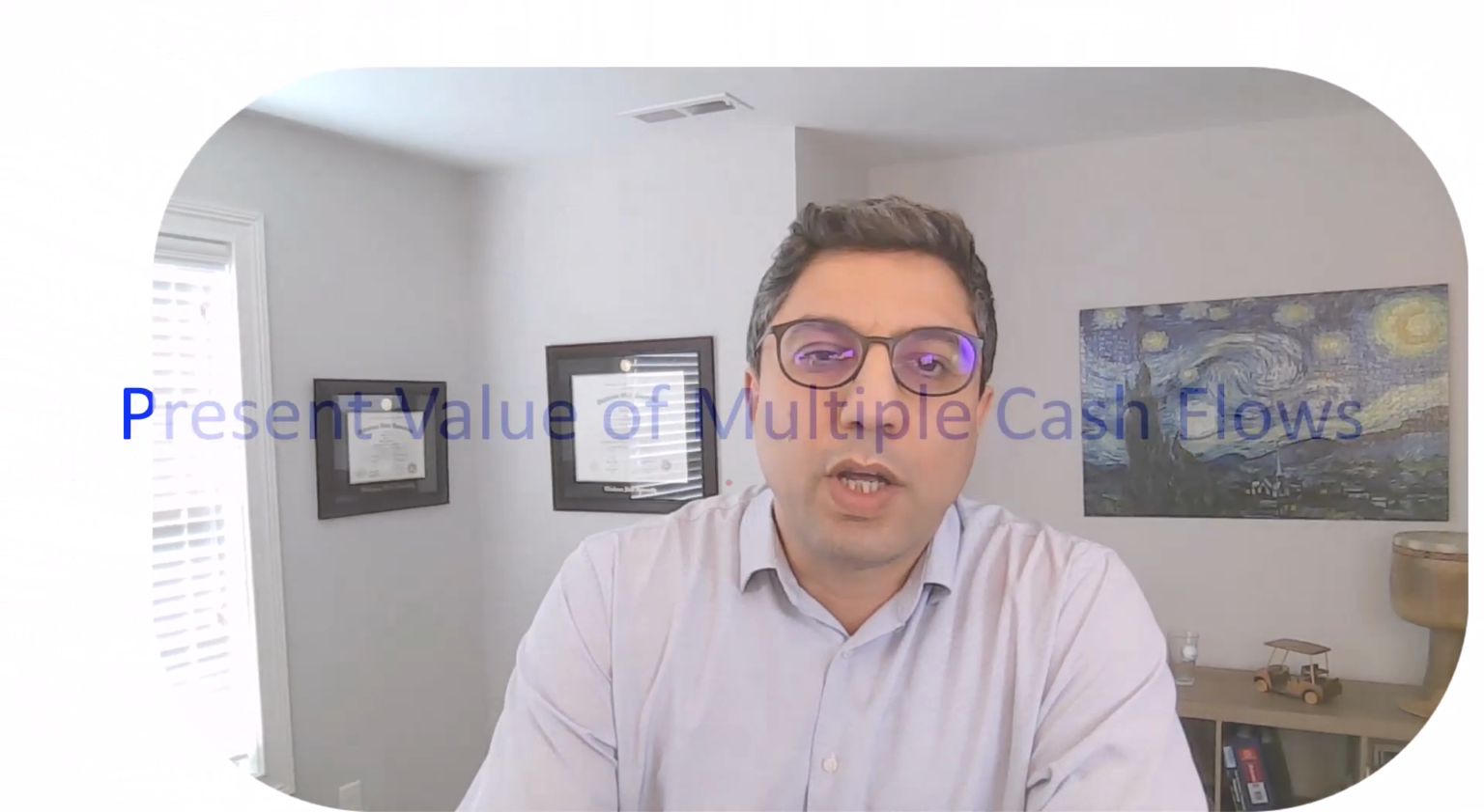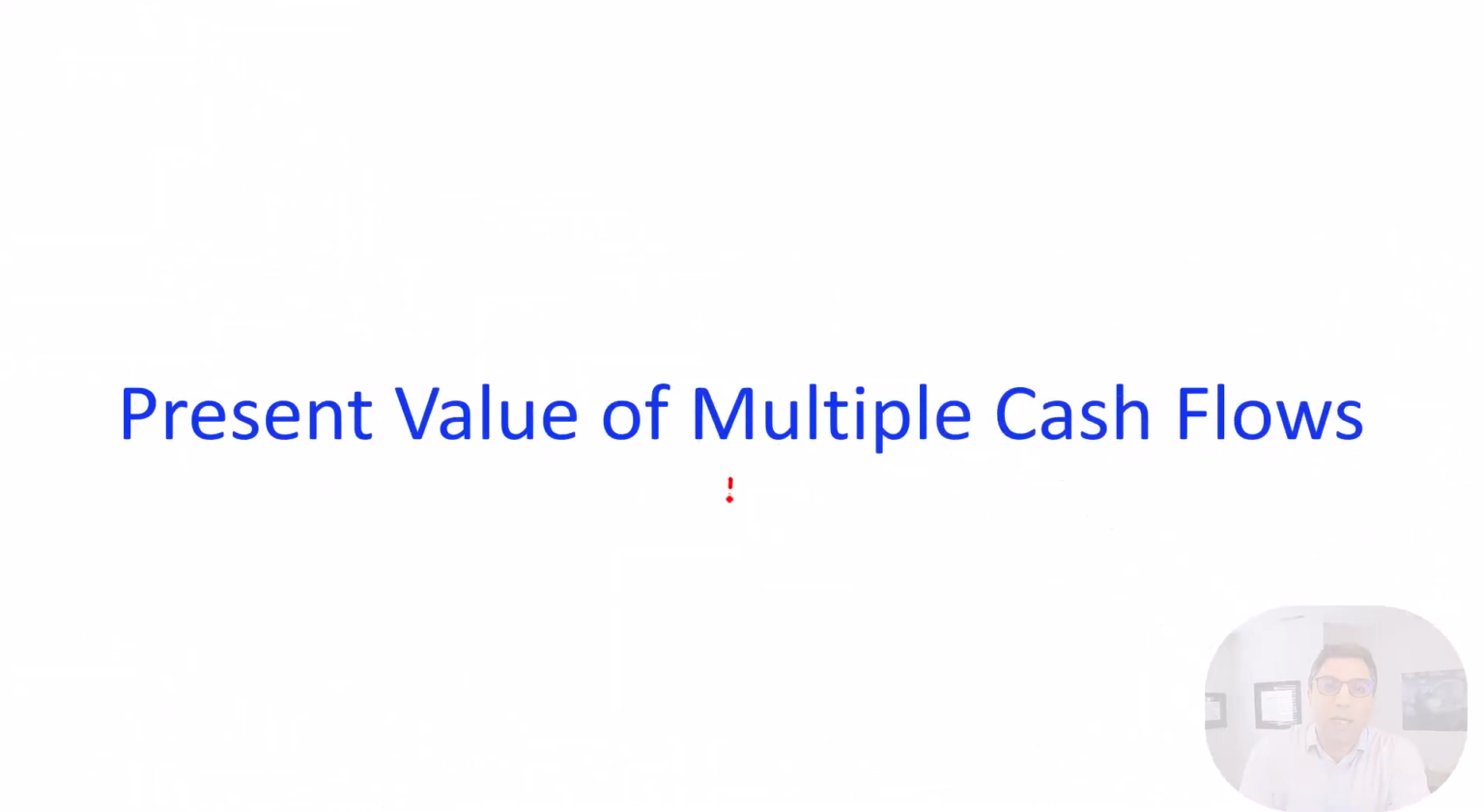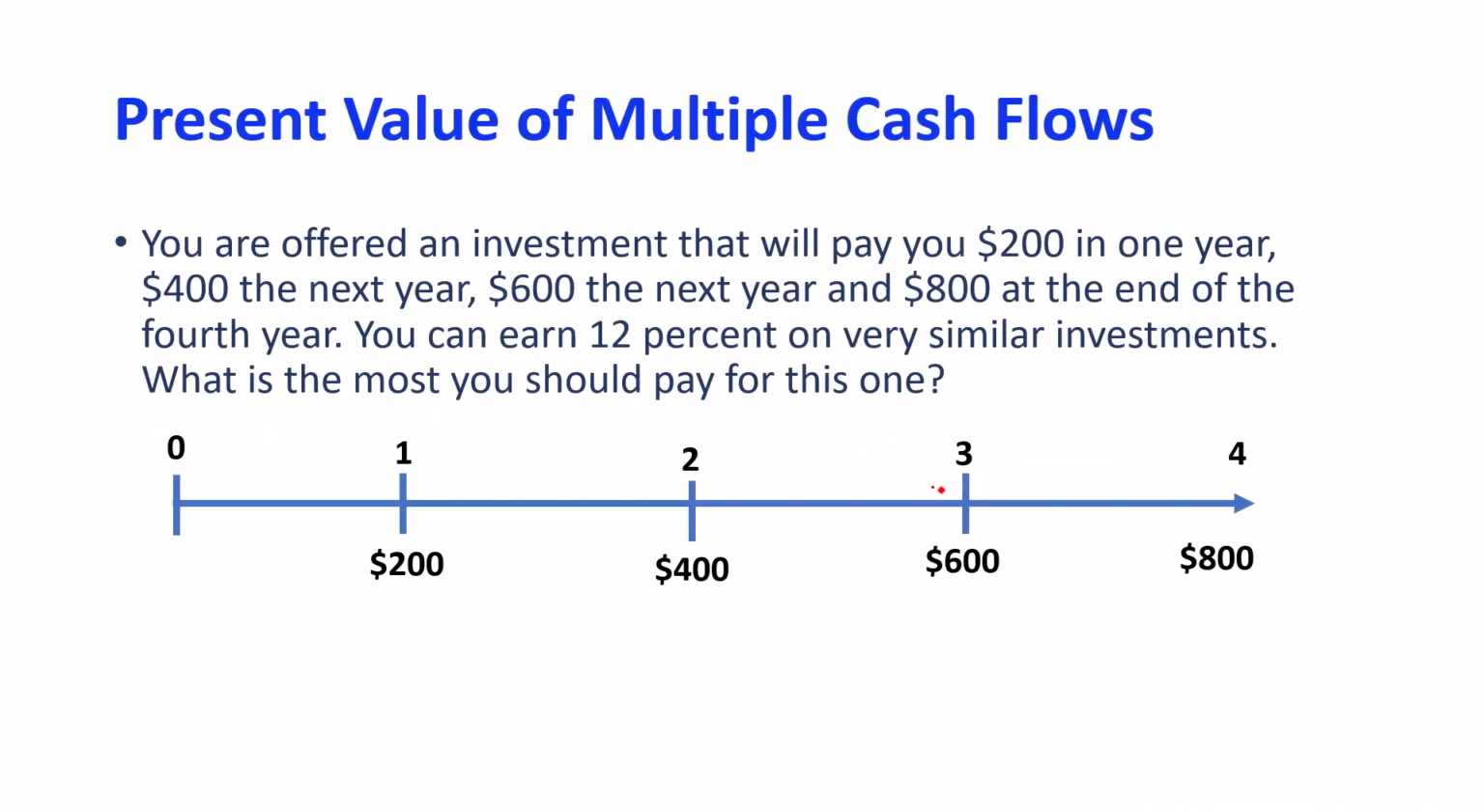So let's look at this case. Here again, we are not looking at equal cash flows, we're looking at uneven cash flows. For example, you're offered an investment that will pay you $200 in 1 year, $400 in the next year, $600 the year after that, and $800 at the end of the fourth year. If your rate of return or discount rate is 12%, what is the most you should pay for this series of cash flows? In other words, what is the present value of this series of cash flows?